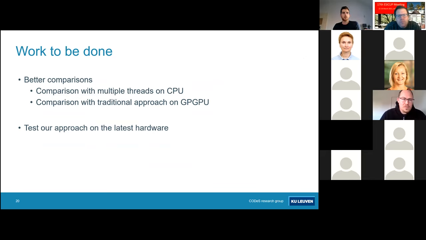So as I mentioned, this is still a bit of work in progress. In the future, we want to make better comparisons with the traditional approaches, both on CPU and GPU, because it will be more fair to compare two programs running on GPU. And we also want to test our approach on the latest hardware because the next generation of ray tracing cores really promises a better throughput, and we want to see if it scales well to our methods.